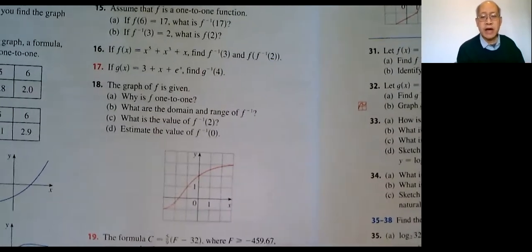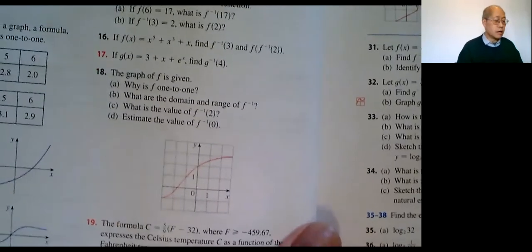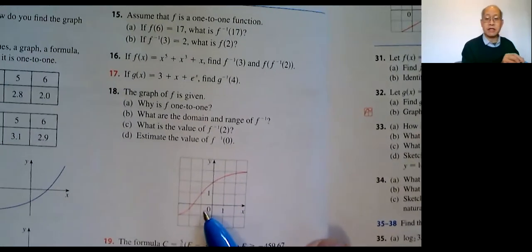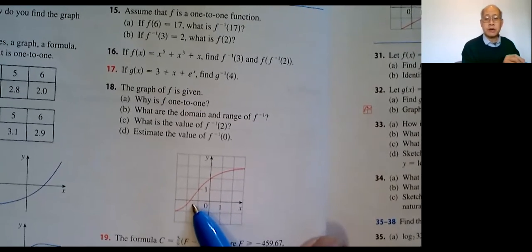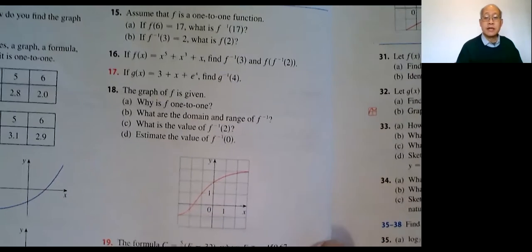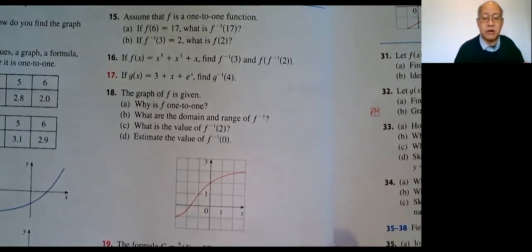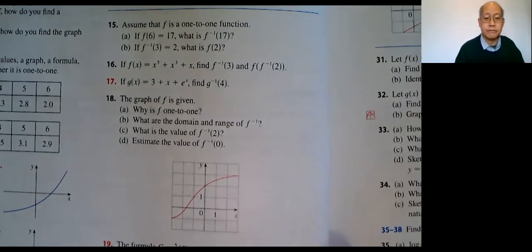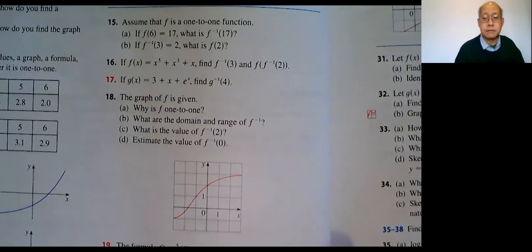D, estimate the value of f inverse of 0. Okay, so y equals 0, and I can see why they say estimate, right? Because it doesn't look nice. So it's over here somewhere. So what do I want to guess? -1 point, a little bit more than halfway. So how about -1.6, -1.7, something like that would work? Okay. All right, so that's 18.